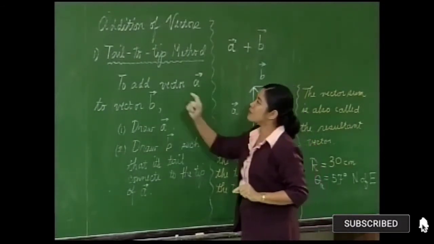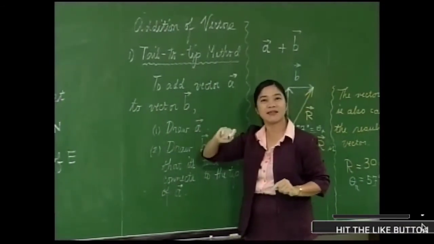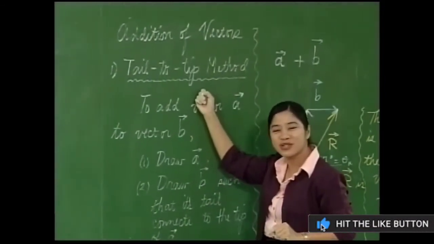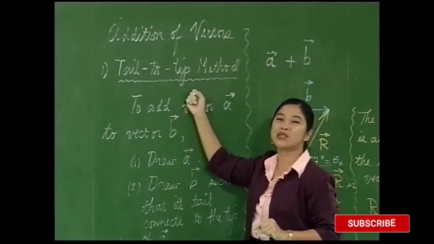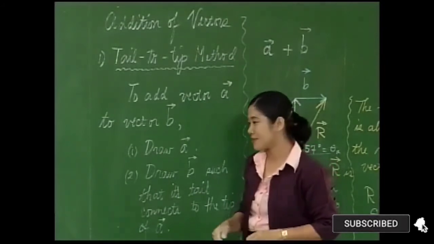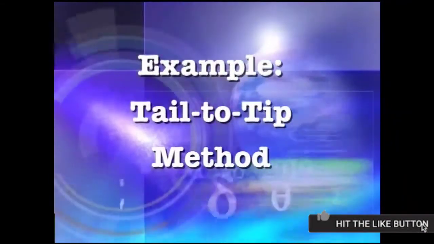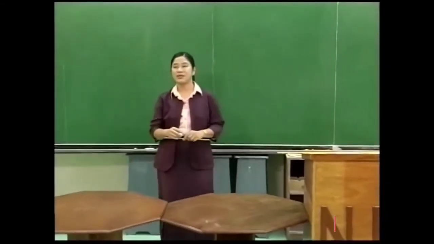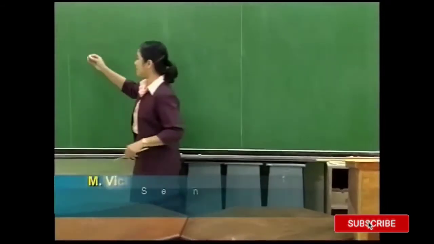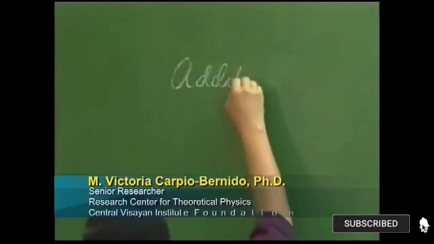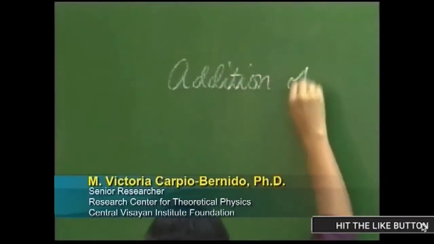So you may now ask the question, is there a better way to add vectors? Of course, there's a better way. It is what we would call the analytic method. Now let's look at another example of addition of vectors. So again, this would be addition of vectors, example 2.